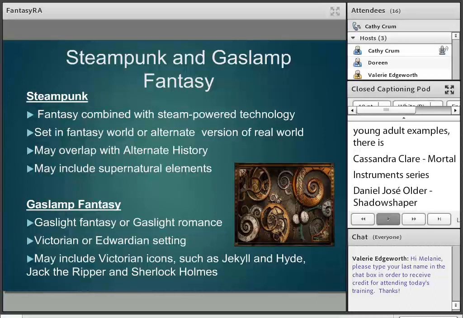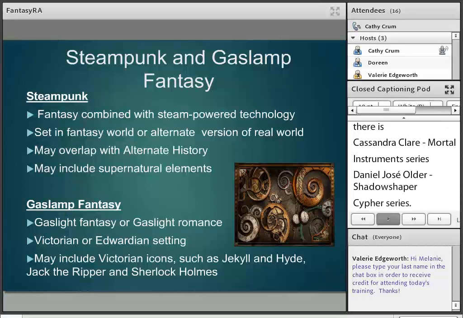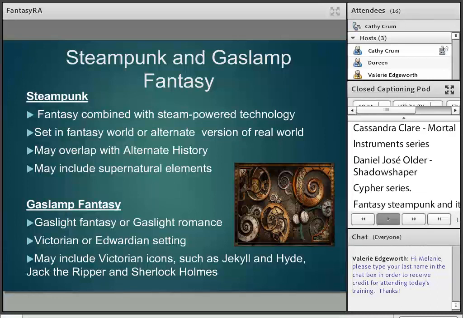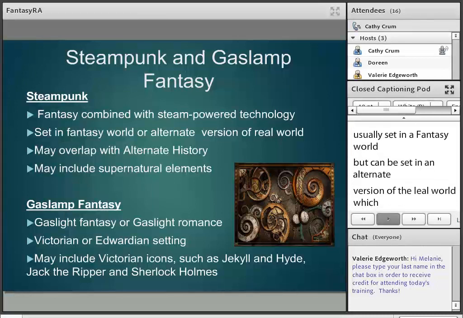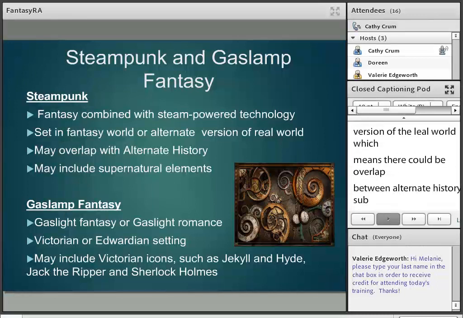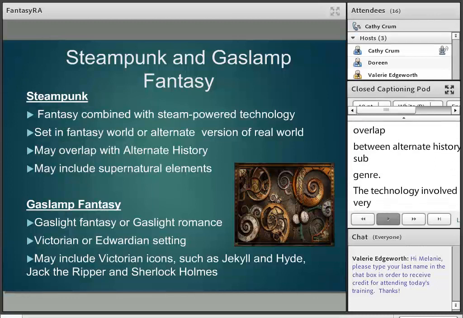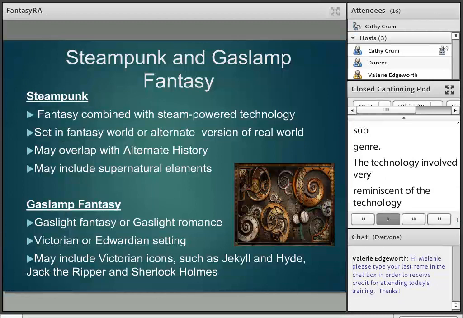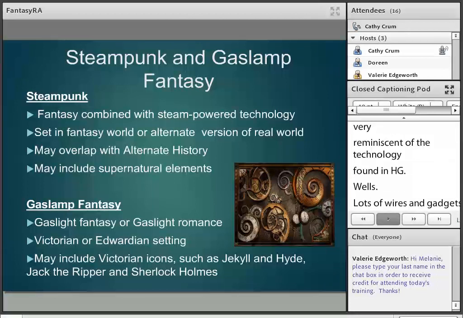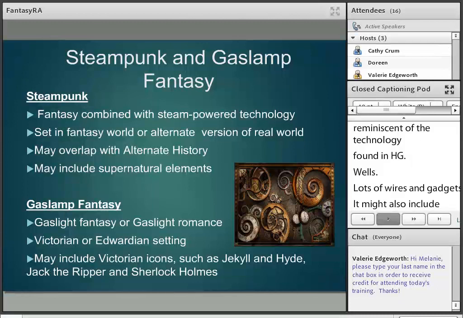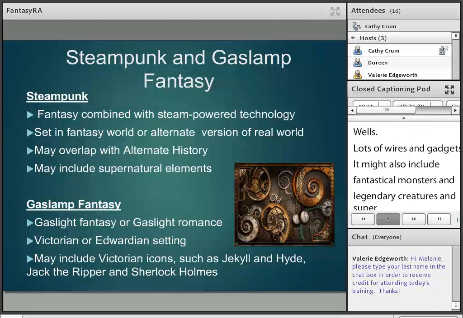Fantasy steampunk is fantasy that's combined with steam-powered technology. It's usually set in a fantasy world, but can be set in an alternate version of the real world, which means there can be some overlap with the alternate history subgenre. The technology involved is very reminiscent of the technology found in Jules Verne and H.G. Wells. There's lots of gears and wires and gadgets, you know. Fantasy steampunk might also include fantastical monsters, legendary creatures, and supernatural elements.